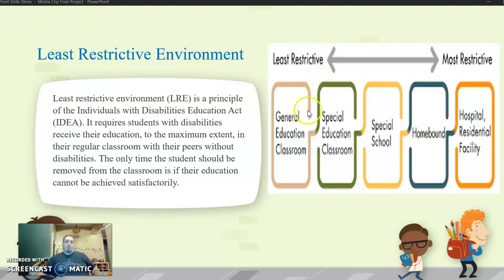So this graph over here kind of shows starting out in the general education classrooms, the least restrictive, moving on to a special education classroom, a special school, homebound, and then hospital residential facility. Those are the more advanced, harder cases, so to speak.